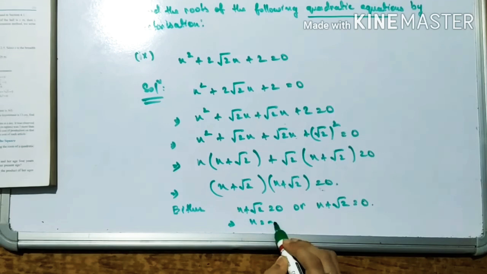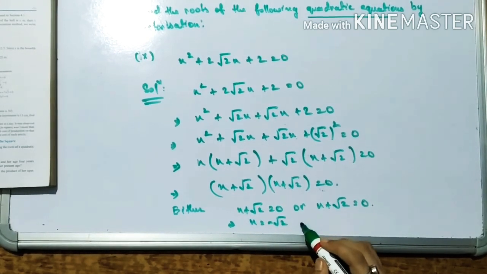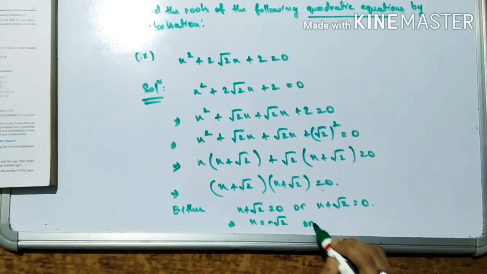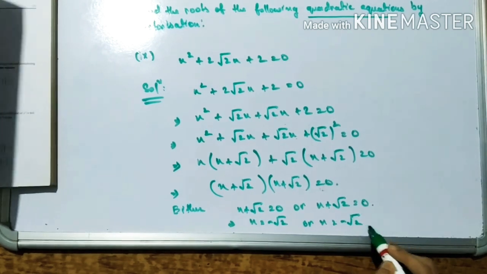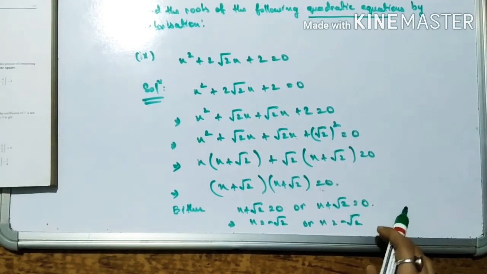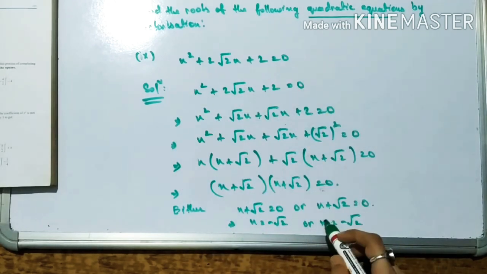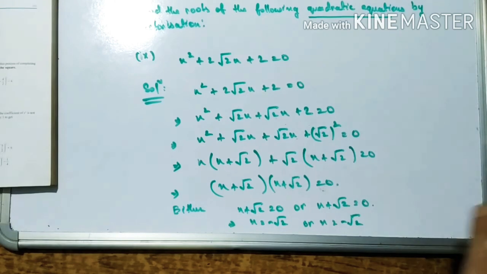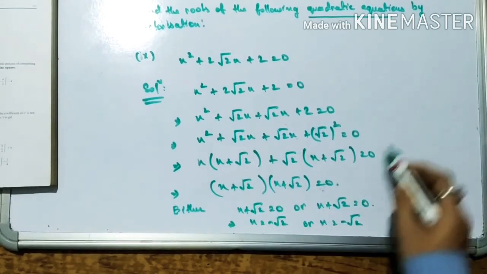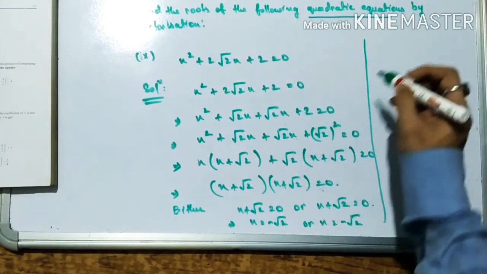So therefore x is equals to minus root 2 or x is equals to minus root 2. So therefore ultimately I can say the roots of the quadratic equation are minus root 2 and minus root 2. Understand? That much you will have to do. This thing you can do in this way or you can do it in this way also.